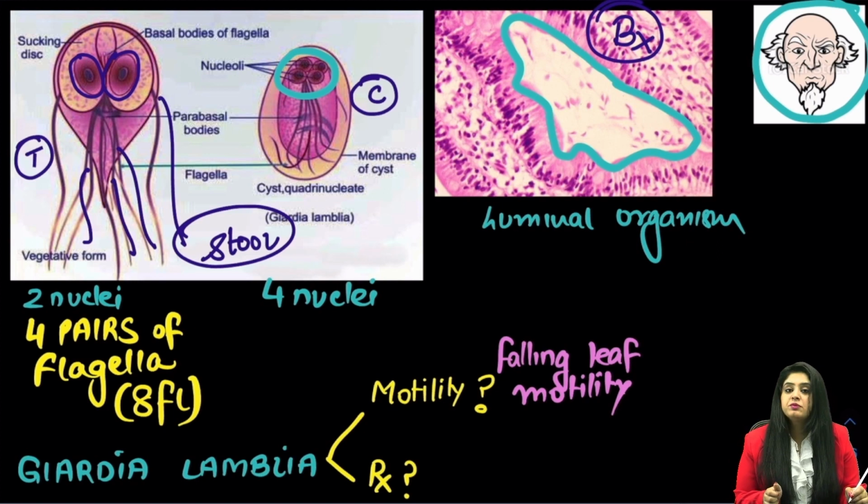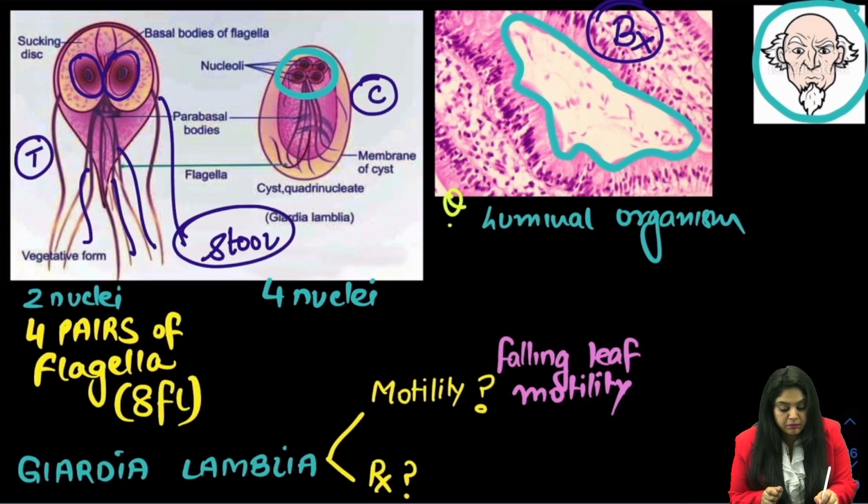There's a duodenal biopsy that has been done. Where will you see him? This angry old man will be seen falling and roaming in the duodenal lumen. It's a luminal organism, please remember.